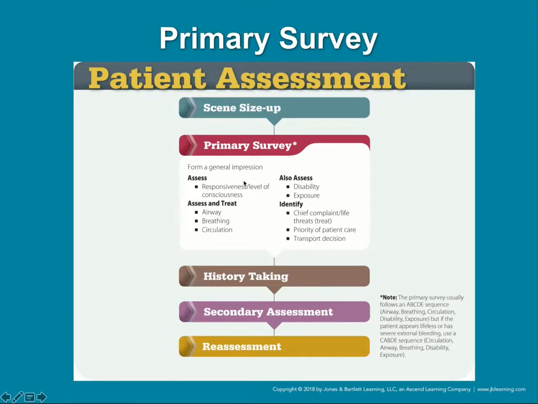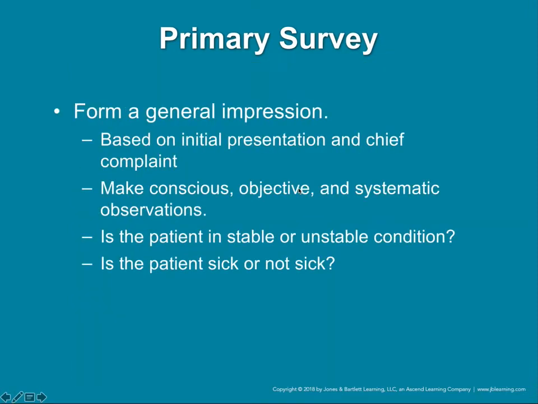After your scene size-up, you have your primary survey. The first thing in your primary survey is to formulate your general impression. Your general impression is going to be based on the initial presentation of the patient, chief complaint, their positioning, the age, the sex, all those things. It could also be based on the surroundings, the mechanism of injury, your signs and symptoms. It enables you to identify threats to the airway, breathing, circulation, and so on.